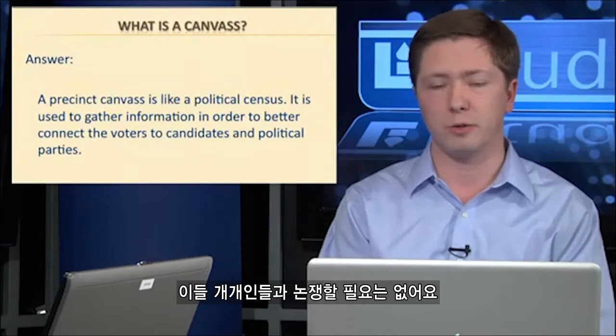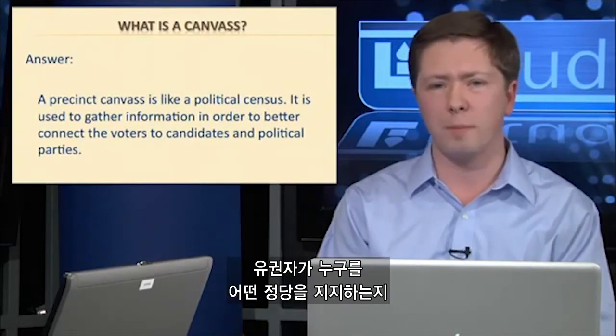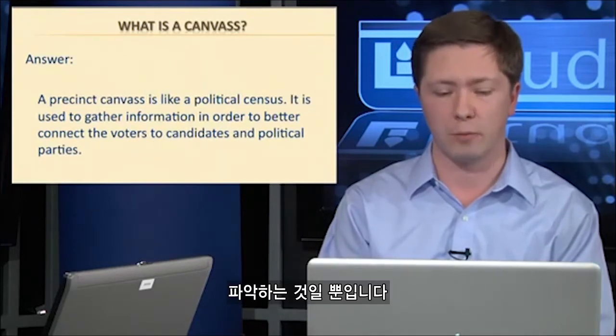You're not trying to get into a debate with these individuals. You just want to figure out who they support or the political party or issues they most align with.